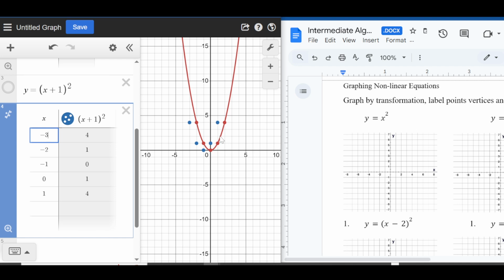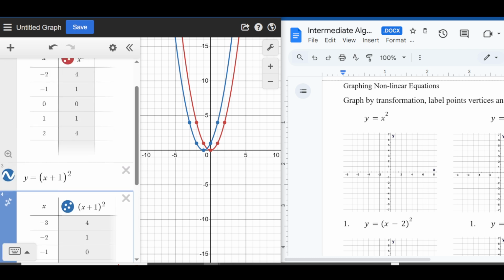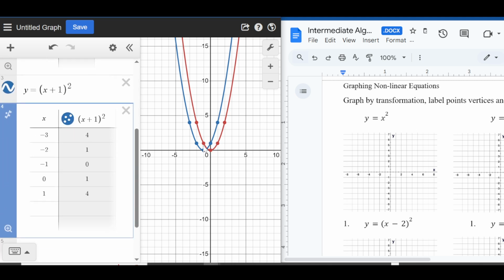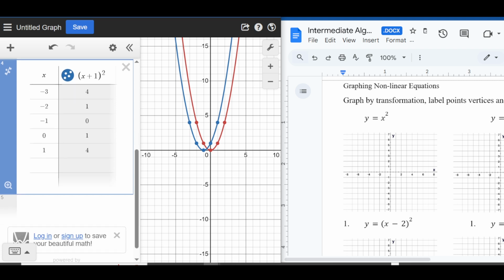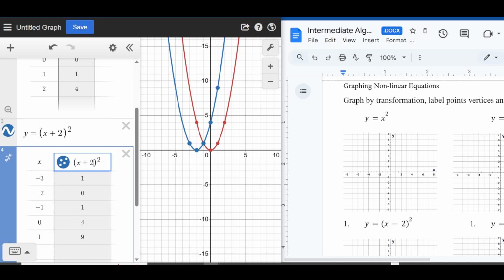So if I were to graph this, let's go ahead and graph it and see what it looks like. There we go. It looks like someone shifted the original red graph here, x squared, over 1 time because of the +1. So you can imagine if I had a +2, let's put a +2 in there. Let's see what happens. It moves over again.